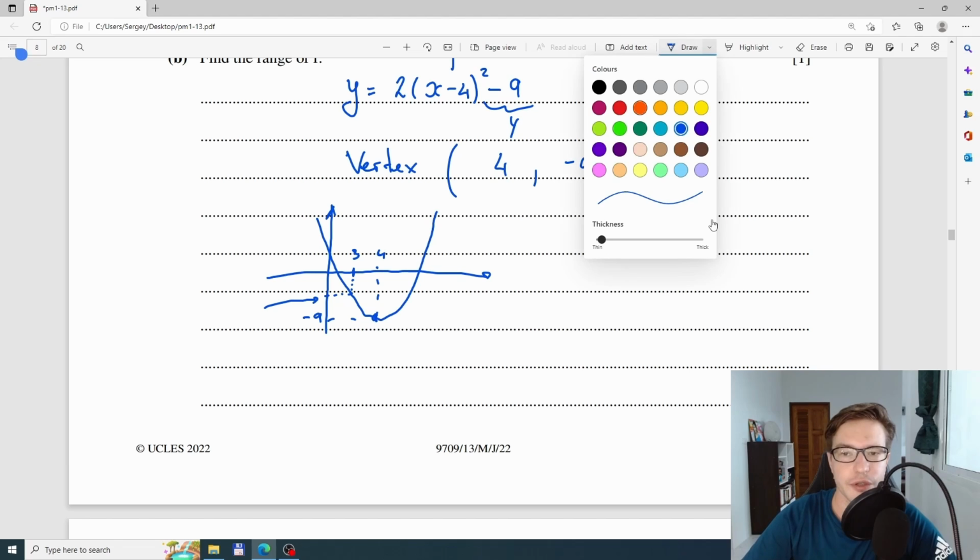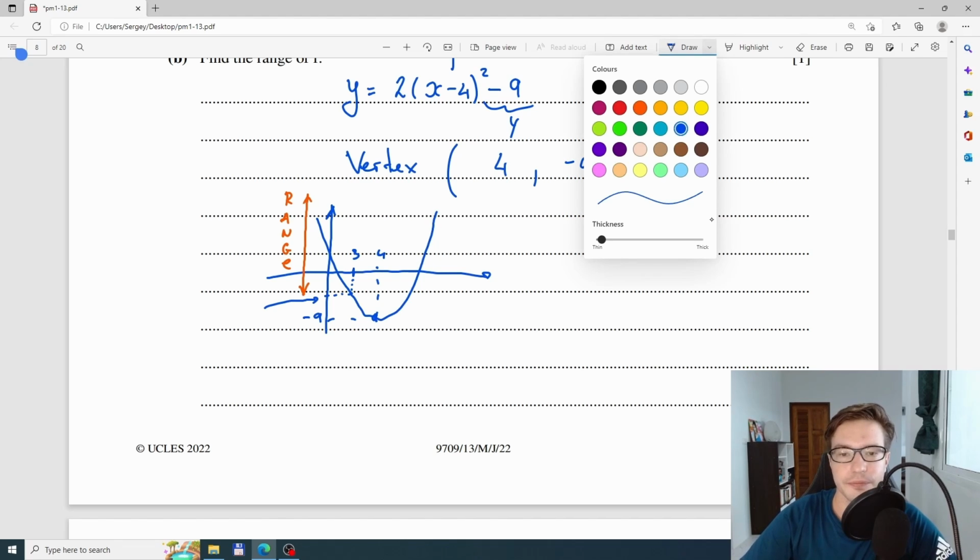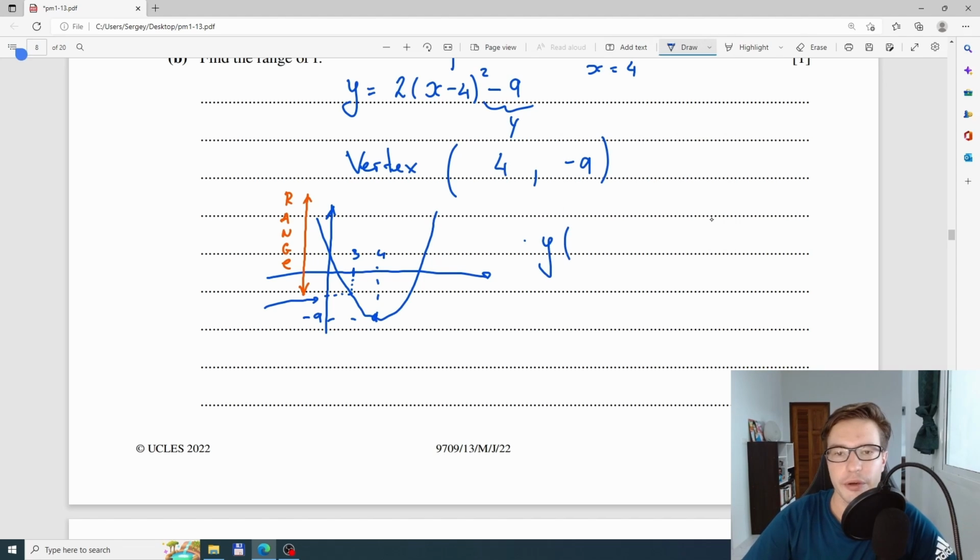So the range of the function is going to be y is bigger than that value that corresponds to x equals 3. Now, all we have to do is to find that value. Basically, I'm looking for y of 3. Substitute it and get 2 times (3 minus 4) squared minus 9. That is minus 7. So that means our range is y is bigger than minus 7. Let's have a look at the next one.